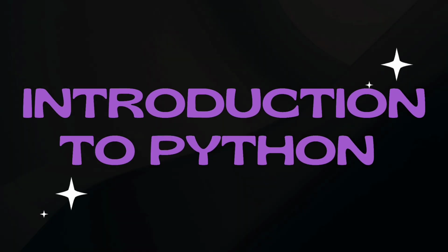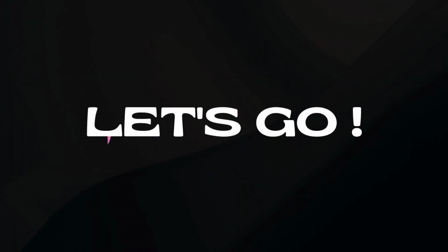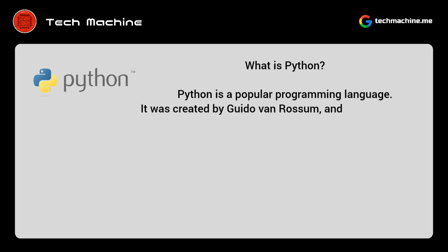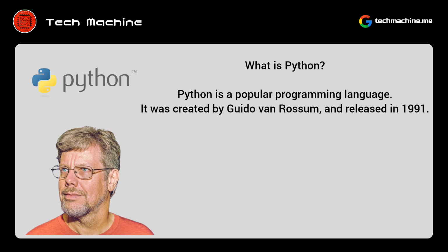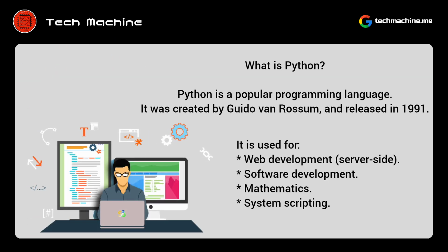Part 1. Introduction to Python. Let's go. What is Python? Python is a popular programming language. It was created by Guido van Rossum and released in 1991. It is used for web development, server-side, software development, mathematics, system scripting.